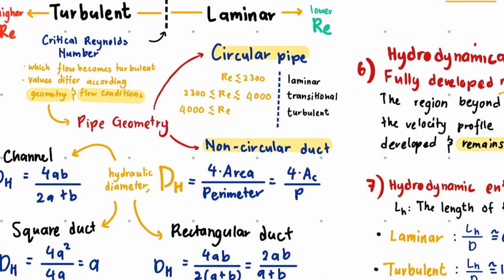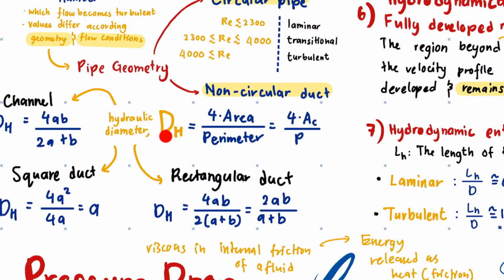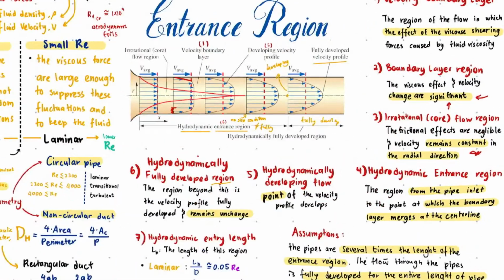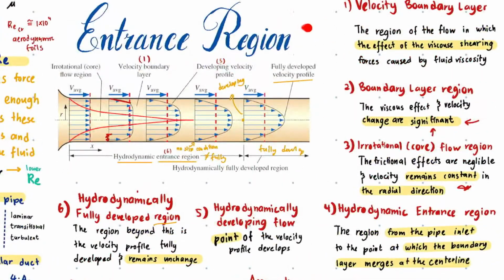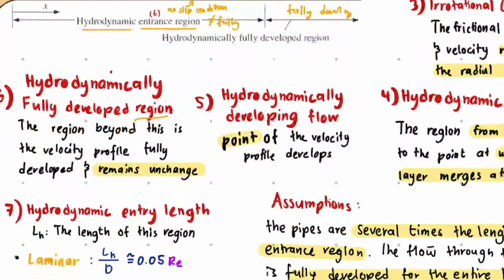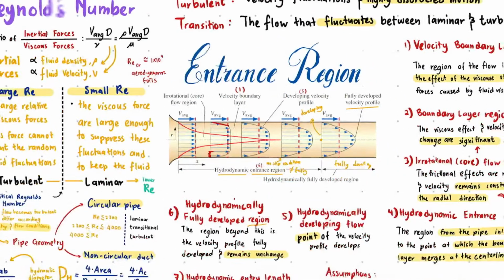Okay, so from there we can see this is the hydraulic diameter. Hydraulic diameter, you can see this formula in your textbook. So this is the entrance region. Not much really. You just need to understand that usually we assume the flow to be fully developed. This is how the velocity profile develops.